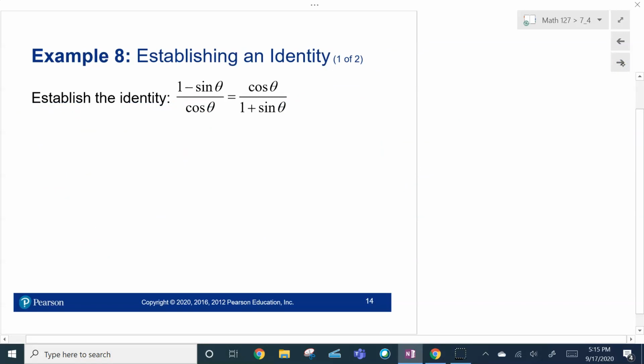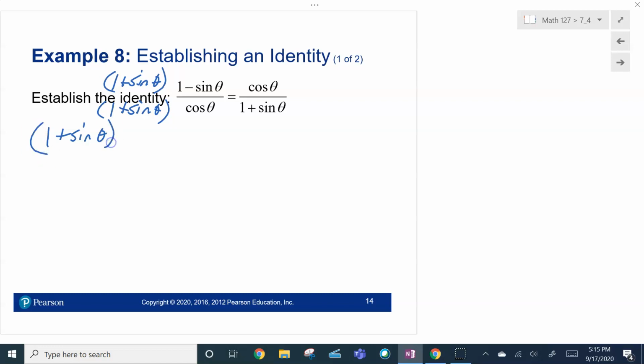All right, how about this one here? 1 minus sine over cosine. So the trick on this one is, and notice I'm trying to get to the right-hand side again, but the trick here is use the conjugate. Okay, there's not a whole lot else. There might be other approaches to do it, but the conjugate's going to work real nicely on this one. 1 plus sine theta, which means we got to do it to the bottom. So we got 1 plus sine theta, 1 minus sine theta all over 1 plus sine theta times a cosine theta.